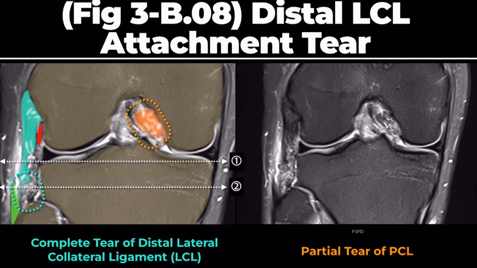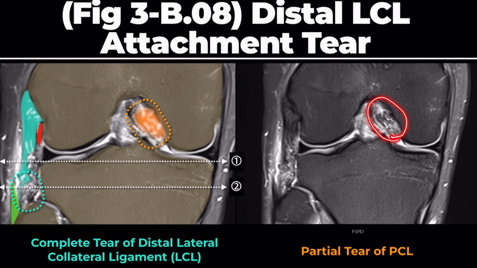Second, isolated injuries to the posterolateral corner of the knee are rare and usually occur in conjunction with injury to a cruciate ligament, either the ACL or PCL. So, if you identify an LCL tear, it is essential to check the ACL and PCL as well.